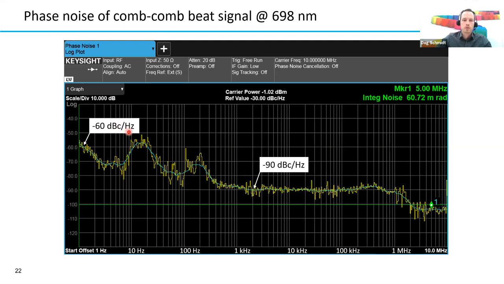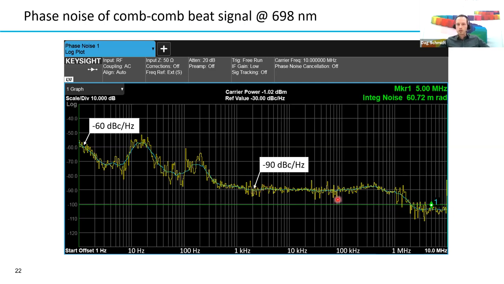And because it's a power spectral density, you always have to specify in which bandwidth you're measuring. And this is usually done in the bandwidth of 1 hertz. This is an astonishingly low value here. Then we have two tiny resonances here, and 2 kilohertz away from the 10 megahertz carrier, we decrease the phase noise power spectral density by a factor of another 1,000. So this is really incredibly low phase noise.